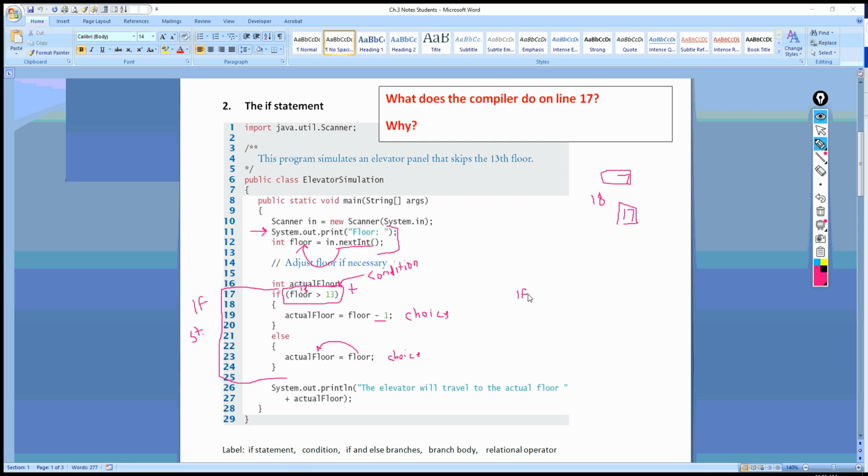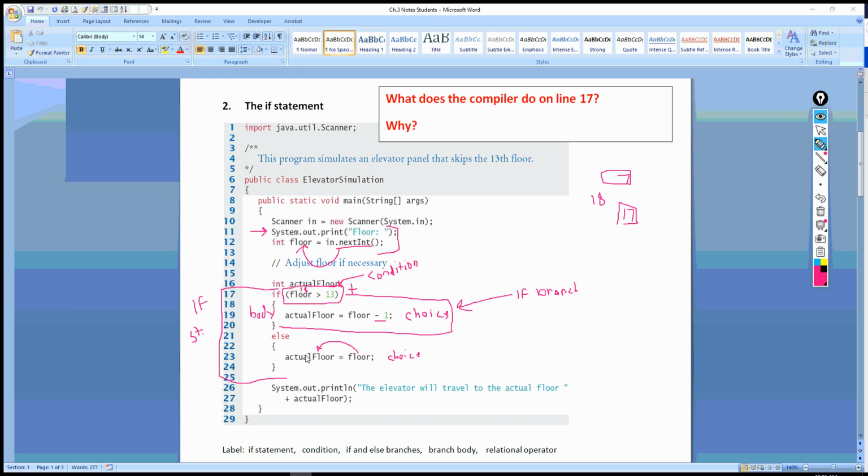We have two branches on here, and this is the term that the author uses. So you have an if branch, which goes from the if statement to the ending brace of that. So this is the if branch. The if branch contains a body, just like the main method has a body. And so the body of the if branch is in between the braces. So the choices are inside the braces, or inside the body of the branch.